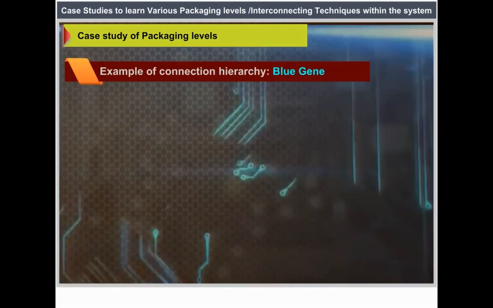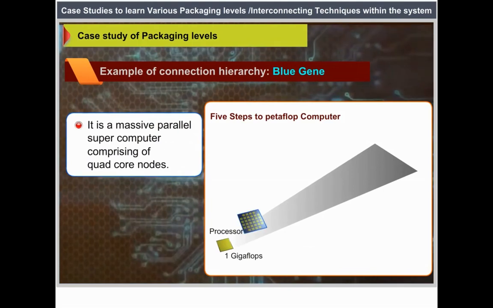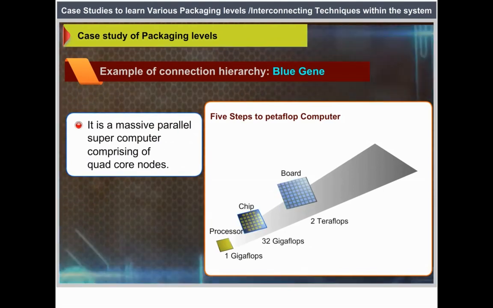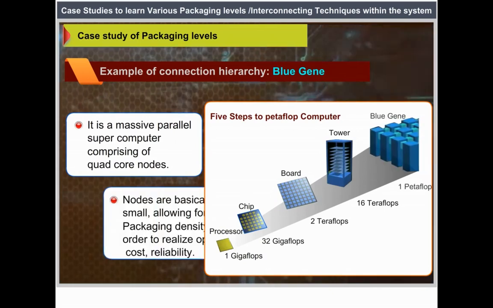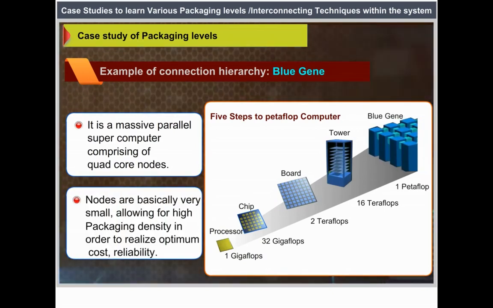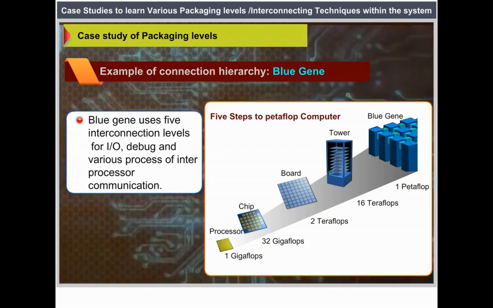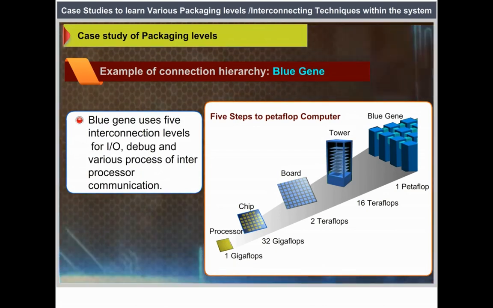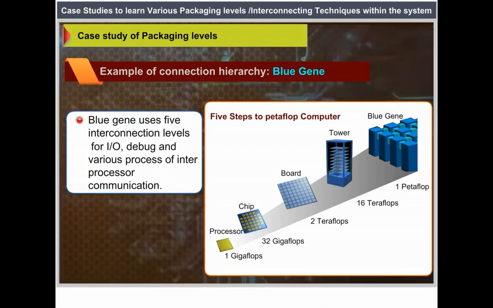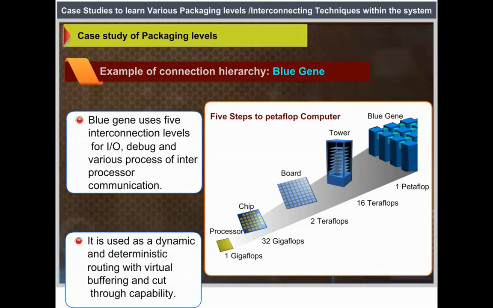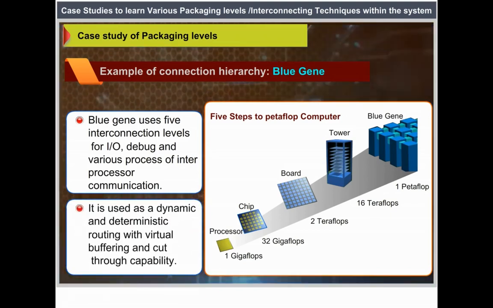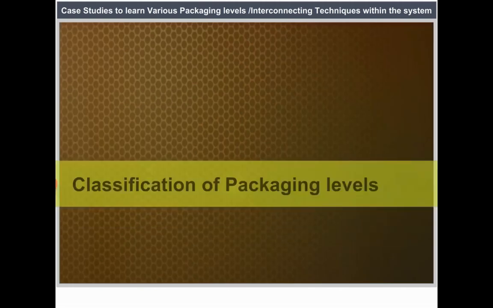Example of connection hierarchy, Blue Gene. It is a massively parallel supercomputer comprising quad-core nodes. Nodes are basically very small, allowing for high packaging density in order to realize optimum cost and reliability. Blue Gene uses 5 interconnection levels for input-output, debug, and various processes of inter-processor communication. It uses dynamic and deterministic routing with virtual buffering and cut-through capability.